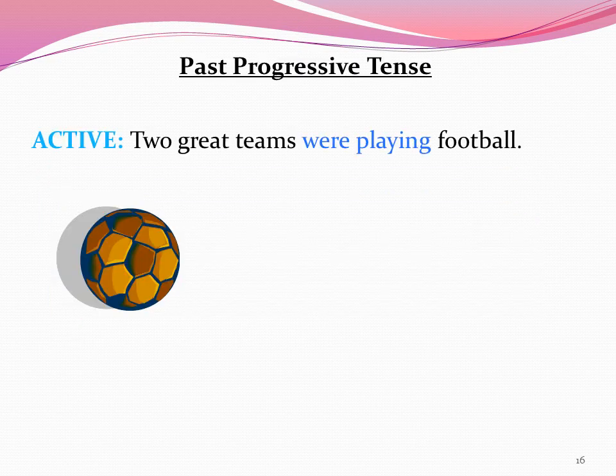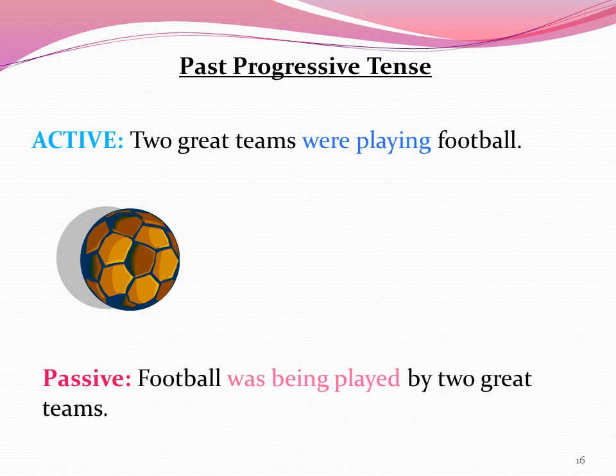Now for the past progressive tense, the great teams were playing football. Here we have the verb were playing, which is the past progressive tense, and it is transitive since we need to know what they are playing. It's football, so it is changed into passive by football. The were here is changed into was. Why? Since football is singular. Was, we said it's plus being plus past participle, so being played by two great teams.